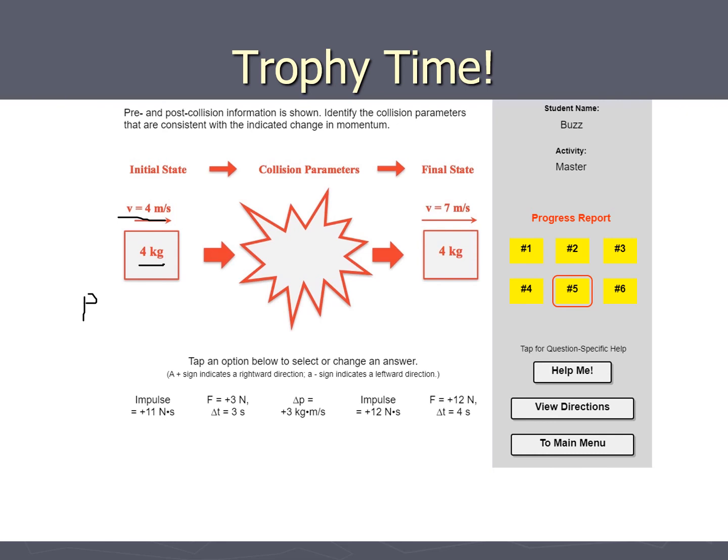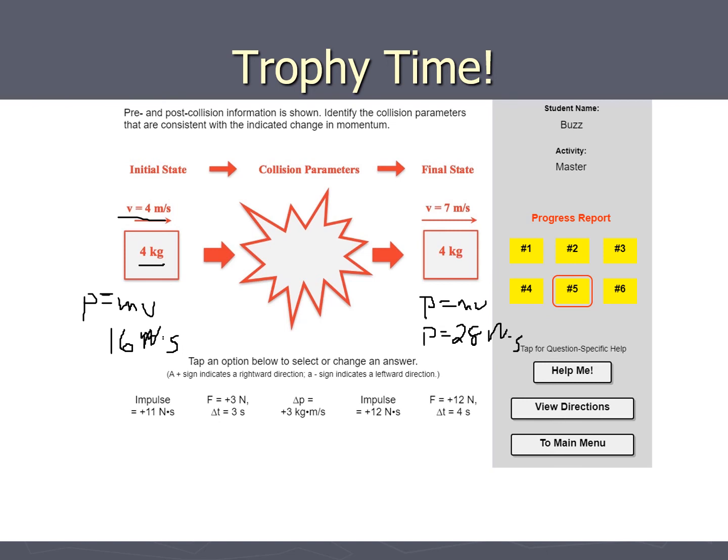And I know that P equals mv. Okay, 4 times 4 is 16. Positive. I don't need to stress that. Newton seconds. Let's use Newton seconds. Okay, and it ends up with a momentum of 7 times 4 mass. So let's just go ahead and say 28.